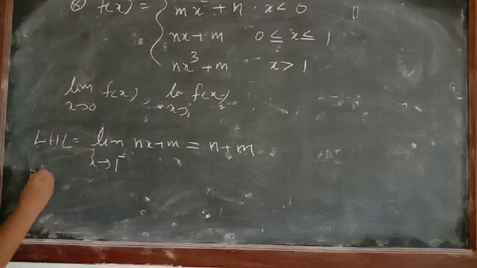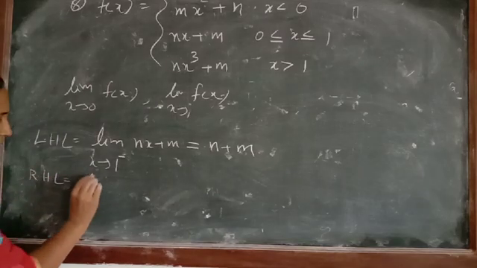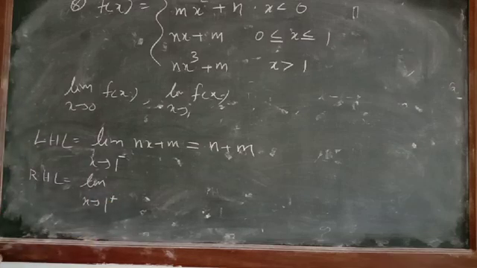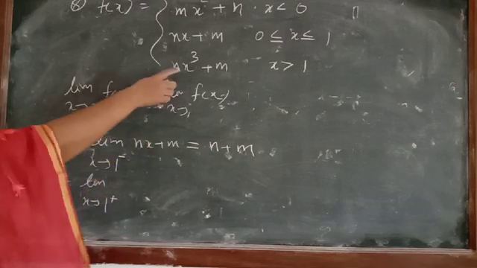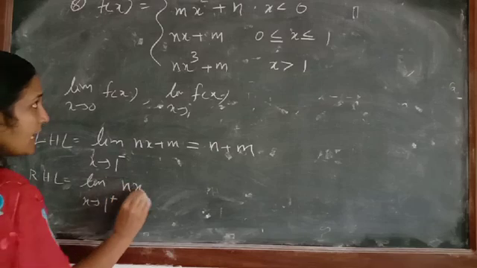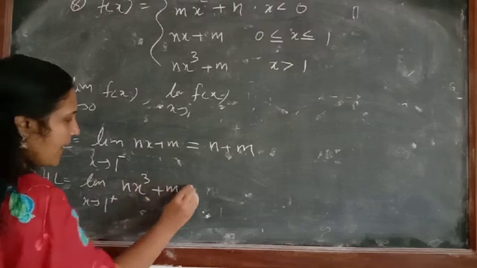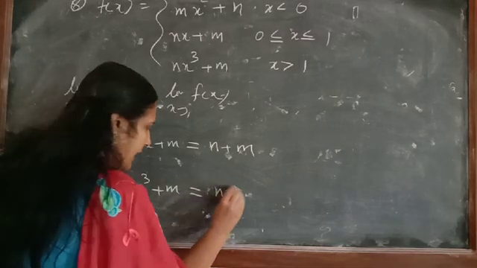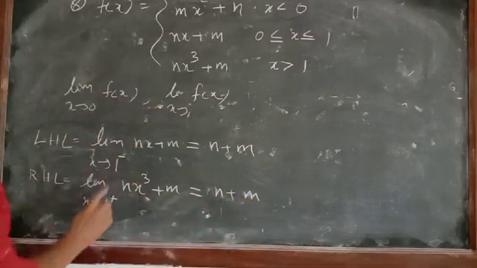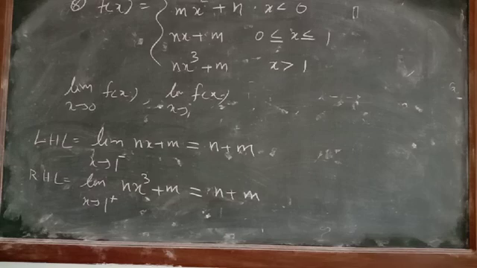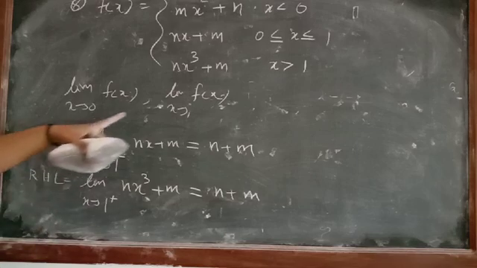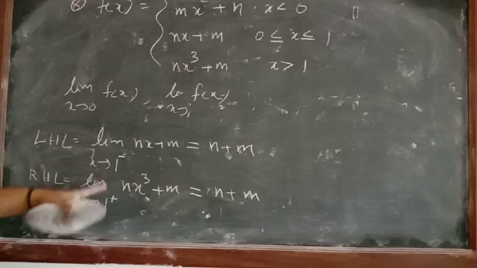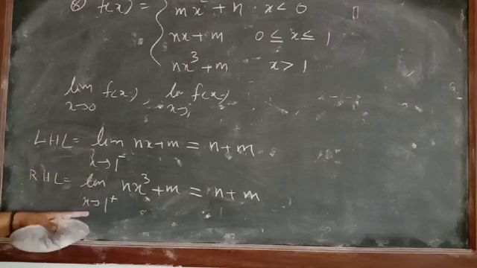Similarly, we will calculate the right hand limit. Right hand limit means limit x tends to 1 plus. So which function will come? Yes, this one will come, that is nx cube plus m. So now just substitute, then we will get n plus m only. So now just check, both are equal. When we have calculated the left hand limit and right hand limit at x is equal to 1, we are getting the values are equal.